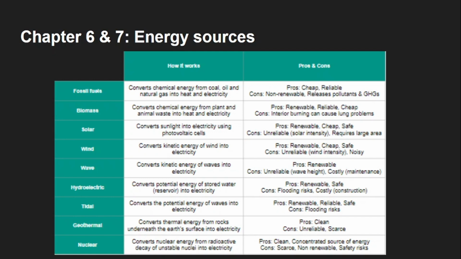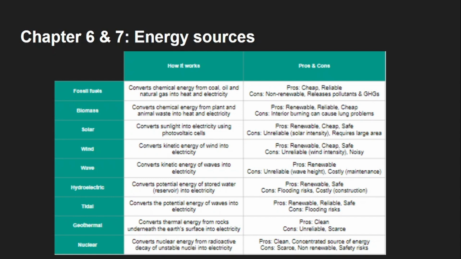Geothermal energy converts the thermal energy from rocks that are underneath the surface of the earth into electricity. Essentially, you have geysers and things like that, and you could use, I suppose, the pressure of the water as well as the steam to be able to turn a turbine. So the pros are it's clean, the cons are it's unreliable and scarce. There's not many regions in the world which have these hot rocks underneath their surface. Iceland is a great example, but it's not very common in a lot of countries.